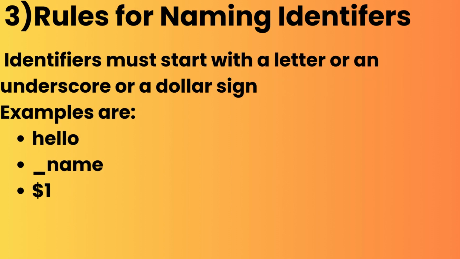The third rule: an identifier must start with a letter, an underscore, or a $ sign. Examples for this third rule: first, hello. Hello starts with an alphabet, the first letter is H, so it is valid. In the second line we can see underscore name, which starts with an underscore, so it is valid. And the third one is $1, which starts with a dollar. This was the third rule for naming the identifier.